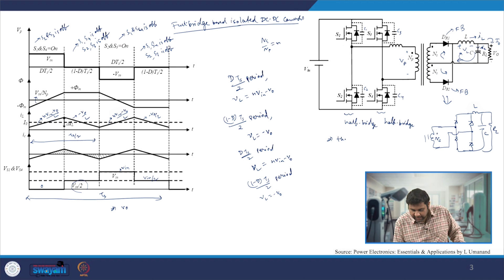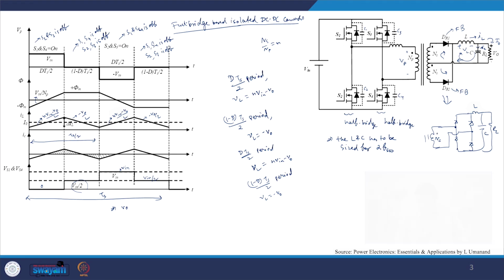So the L and C has to be sized for 2 FSW. That is one advantage we will get with this kind of arrangement.